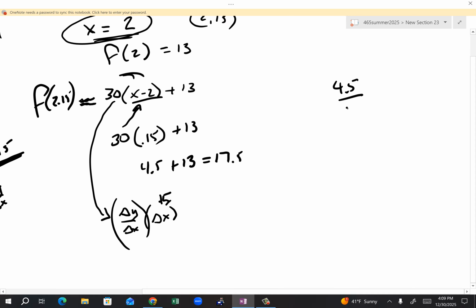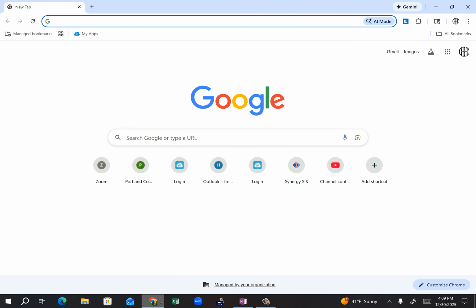4.5 divided by 0.15. If you do the math on that, you get 30. Why? Because I went up 4.5 and I went over 0.15. That's a slope of 30. Okay? Now, how good of an approximation is it? I don't know. Let's get our Desmos out and have a look-see.